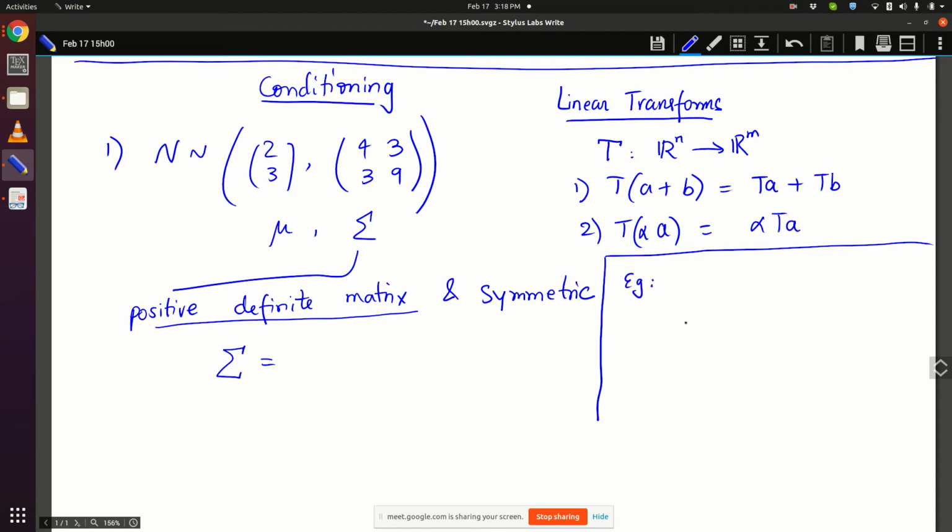Anyway, let us look at an example of a linear transform which goes from R2 to R2. So what does that mean? Basically, I will take the matrix with entries 4, 3, 3, 9, and I will multiply it with whatever is the input here. Suppose the input is 2 and 1. You all know matrix multiplication, so can you tell me what is the answer here?